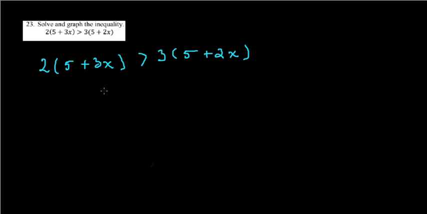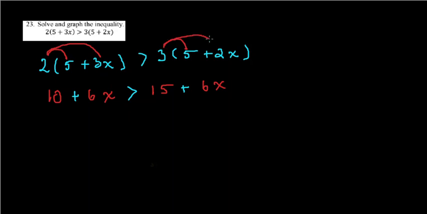Solve and graph the inequality. Alright, so let's rewrite it. 2 times 5 plus 3x is less than 3 times 5 plus 2x. And now we can distribute. So 10 plus 6x is greater than 15 plus 6x. What I basically did was multiply and distribute both like this. So I only multiplied by the coefficients.